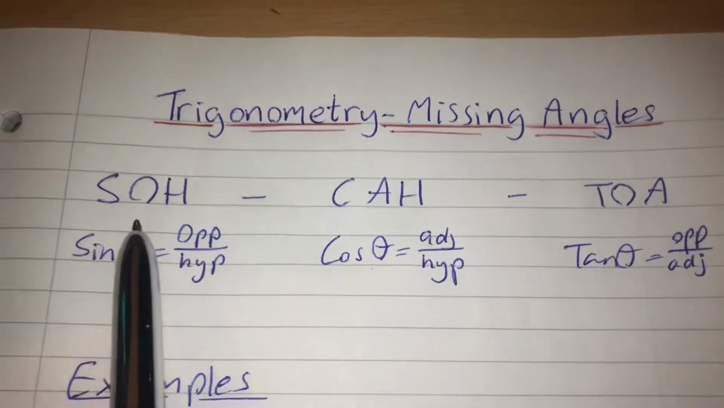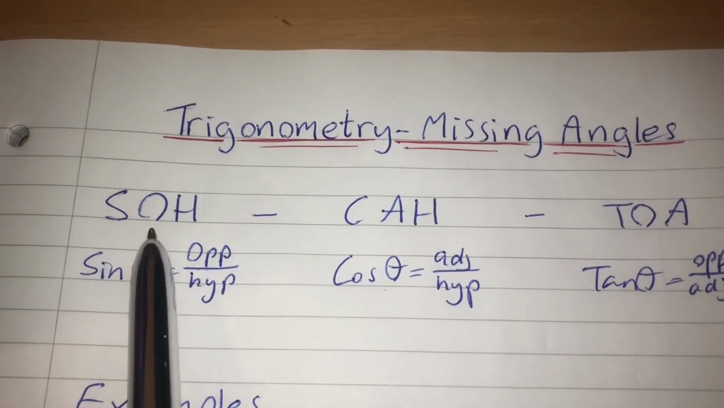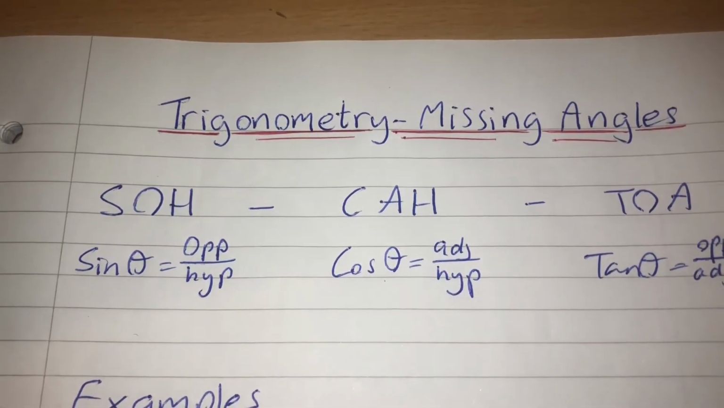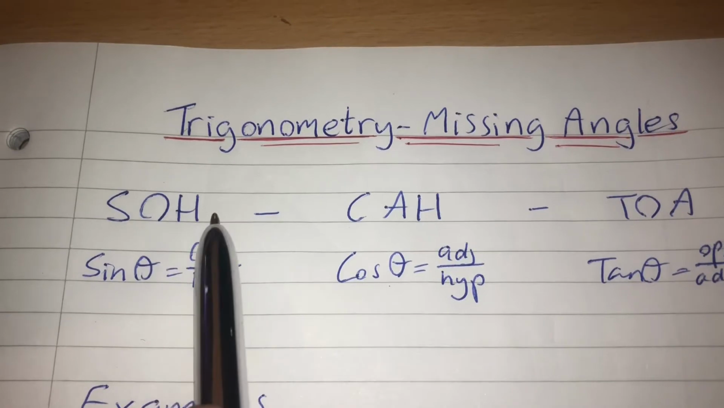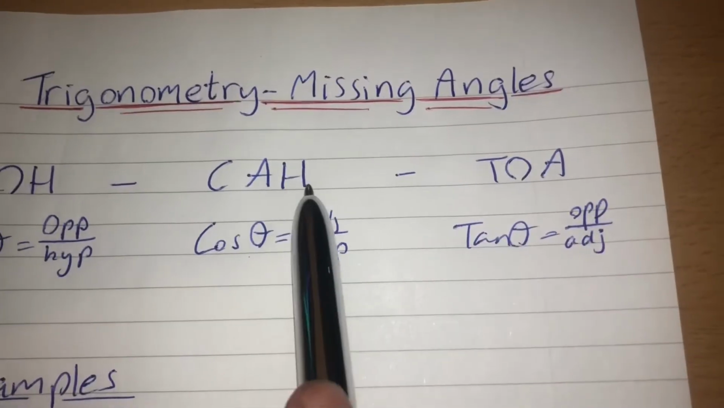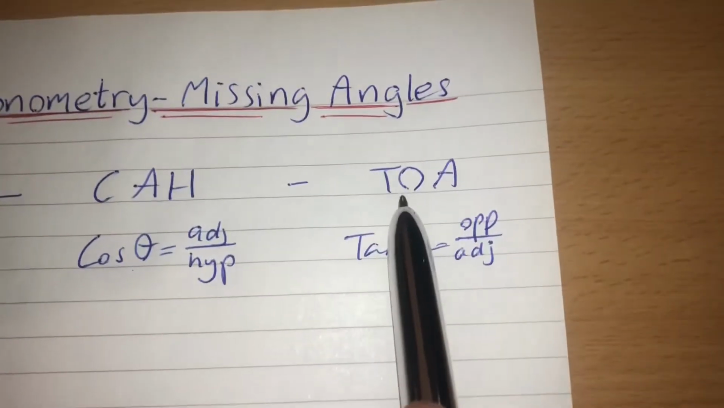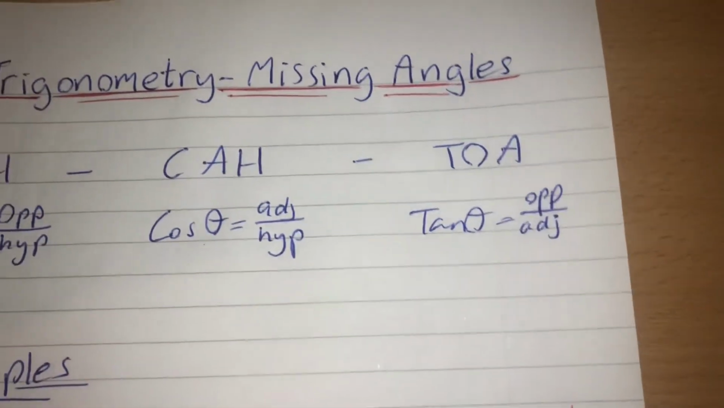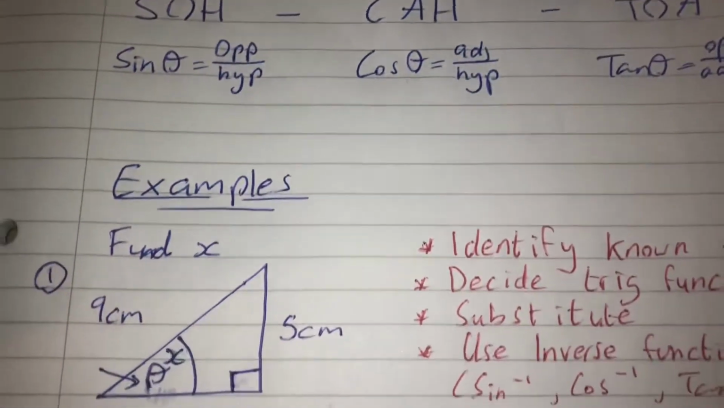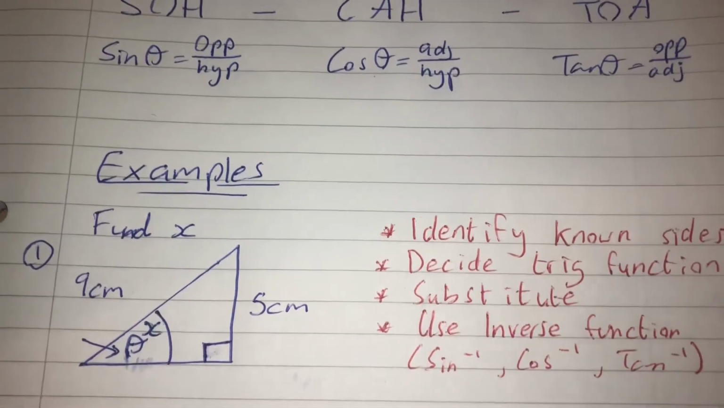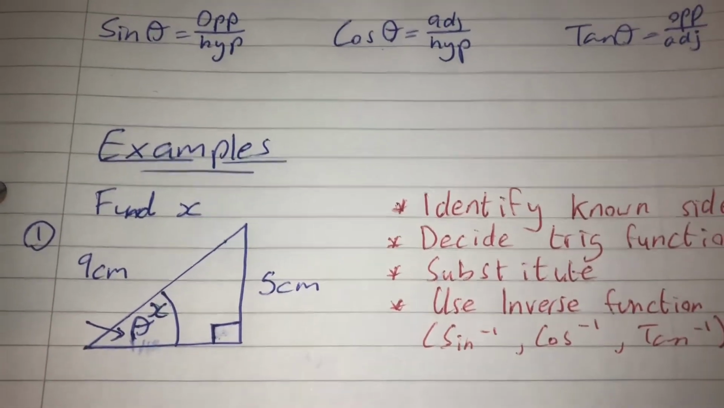So depending on the sides within the right angle triangle, if we're using opposite and hypotenuse, we're using sine. If we're using adjacent and hypotenuse, we would use cos. If we were using opposite and adjacent, we would use tan. These equations are very similar to the ones where we found missing sides, and the first couple of steps are pretty much the same.